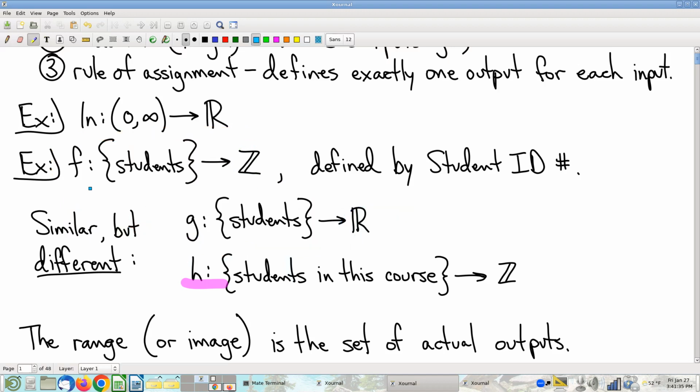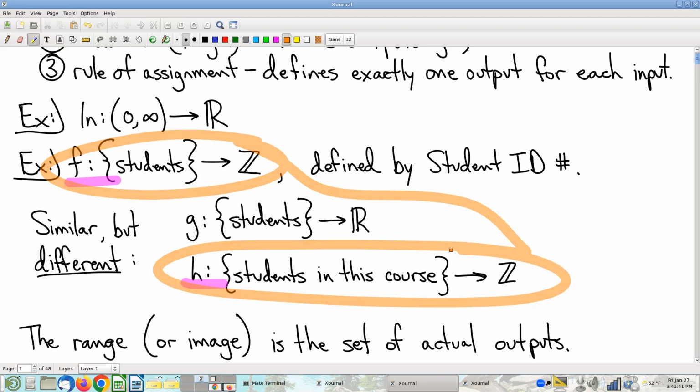Okay, and then now let's compare these two functions, f and h. They have the same target. They have different domains. The f is defined for all students at Duke. H here is defined only for students in this room. Right? And okay, well, technically different domains, and so these are different functions.